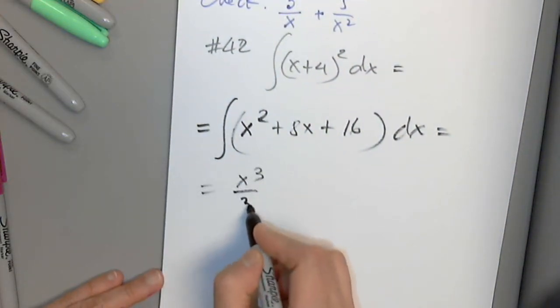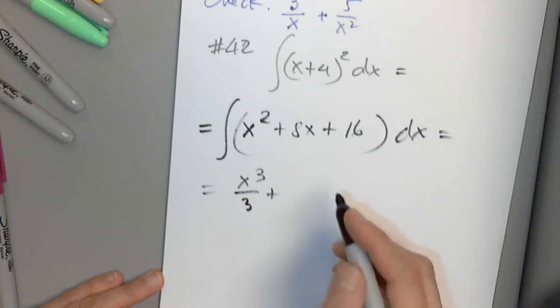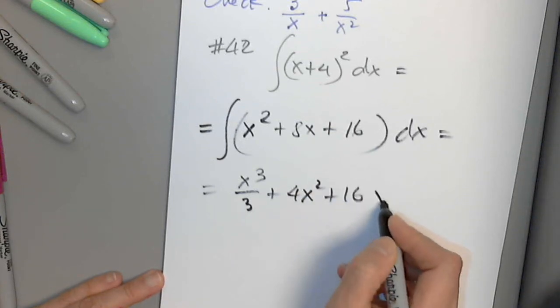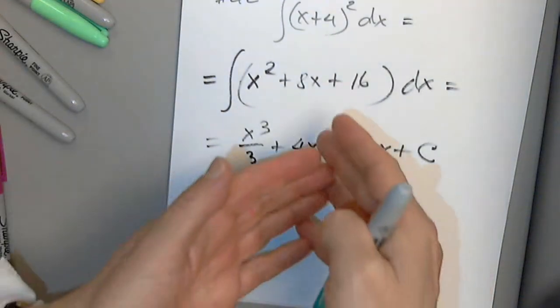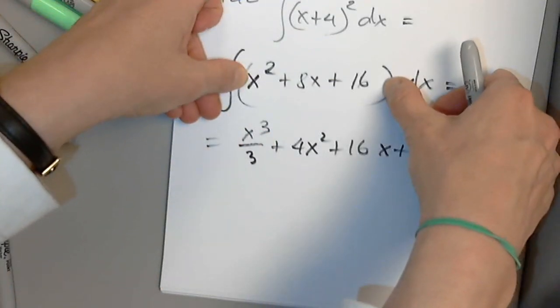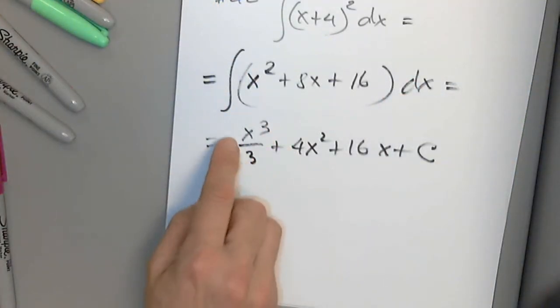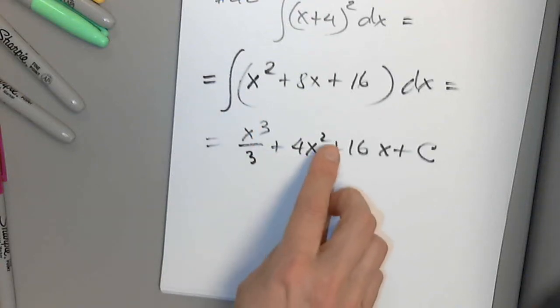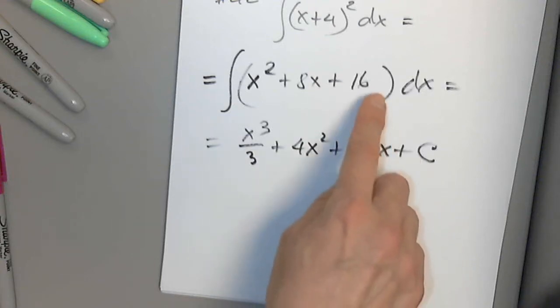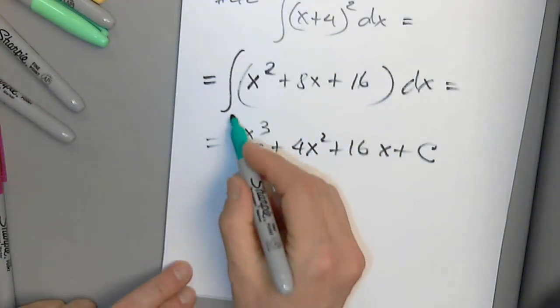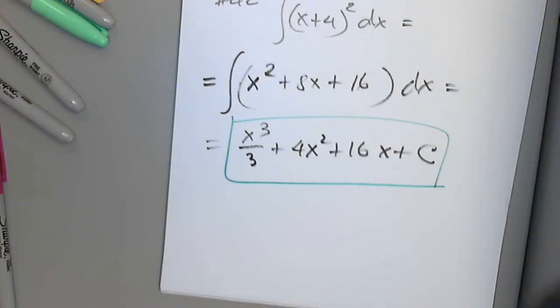I have x cubed over 3 plus 8x squared over 2, or 4x squared, plus 16x plus c. Is there a way of checking this? Yes. If I differentiate this, I have to get this function. I bring down 3, subtract, simplify, I get x squared. I bring down 2, multiply, I get this. I differentiate this, I get 16. I differentiate c, I get 0. So this is kind of user-friendly. I can always check. Any questions for me so far?